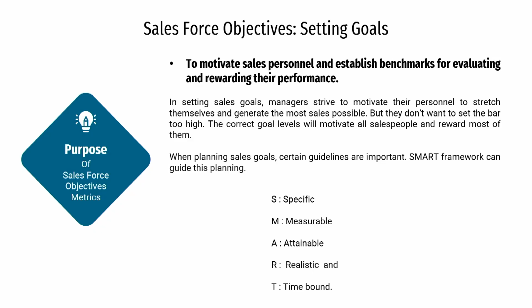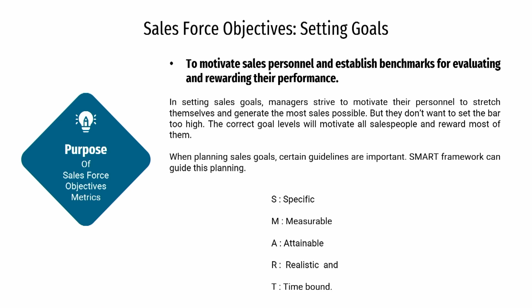So, normally how is the appraisal done for the salespeople at the end of the financial year? There will be a set target and the evaluators will look into what percentage of the target has been achieved. Is it 80%, 90%, 100% or 120%? So, this sales target will be one of the significant key performance parameters in measuring the performance of the salesperson. Whenever planning for the sales goals, certain guidelines are important.